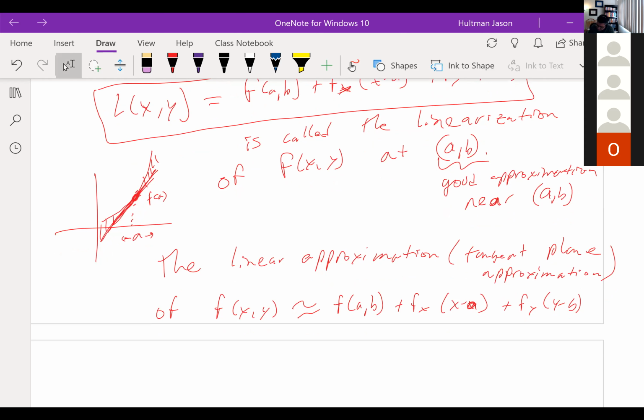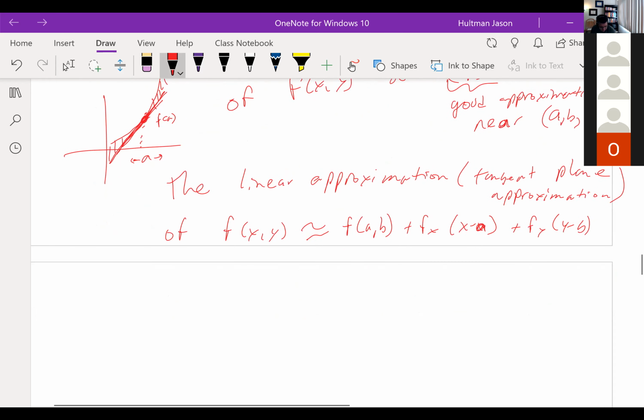So this is an approximation of the original function. It's a tangent plane approximation for values that are close to (a, b). It's a good approximation for values near (a, b). I should say comma f of (a, b), because this is a three-dimensional region. It's a good approximation near (a, b), f of (a, b).